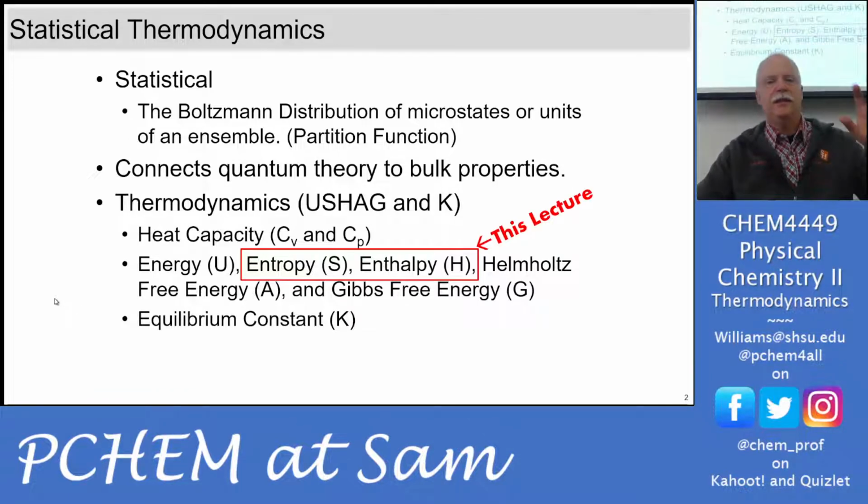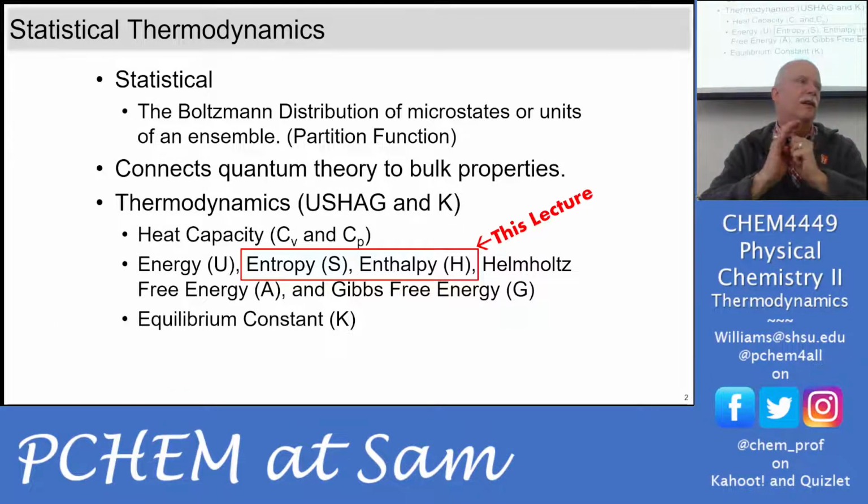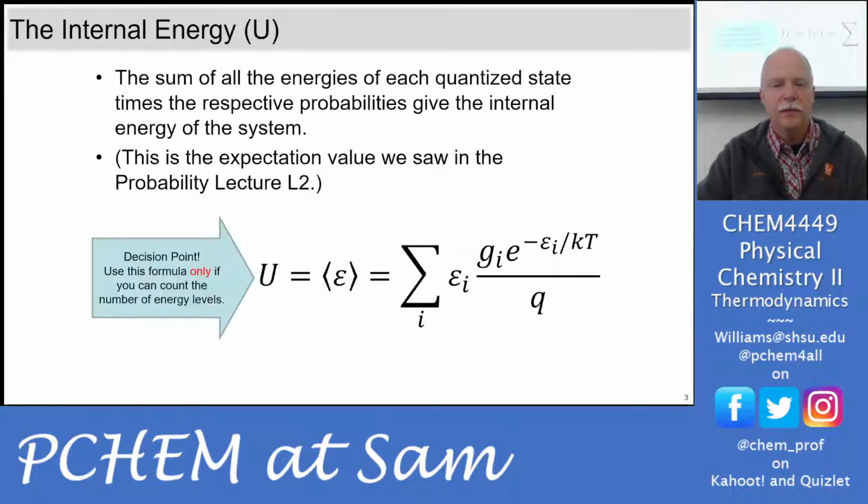Okay, so we'll jump in. Again, this is the Boltzmann distribution, I guess the root of the tree. It is the basis of thermal equilibrium. So we first calculate all of those populations based on the Boltzmann distribution. And once we know that partition function, we can calculate all of these other parameters. So in this lecture, we're dealing with internal energy, entropy, and enthalpy.